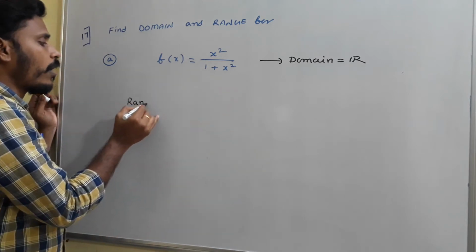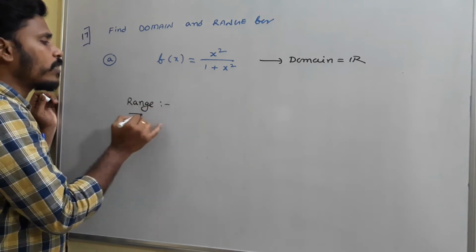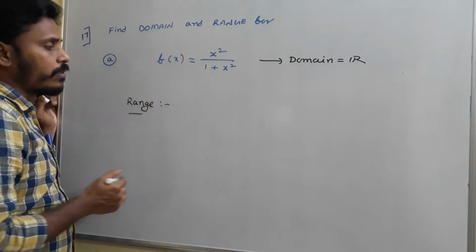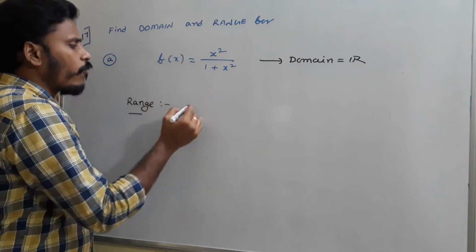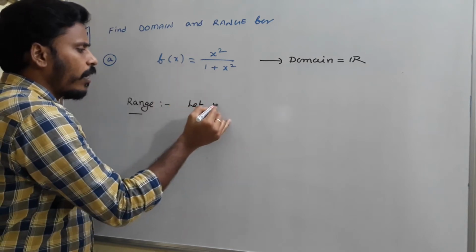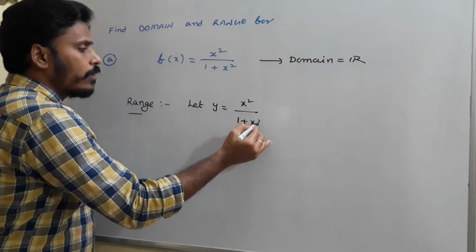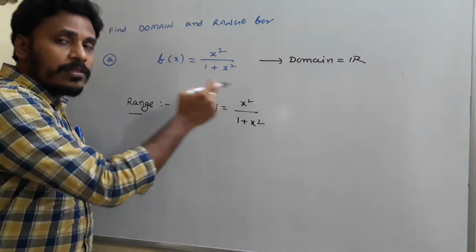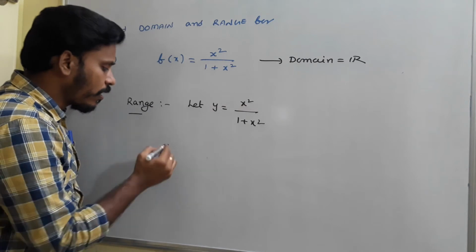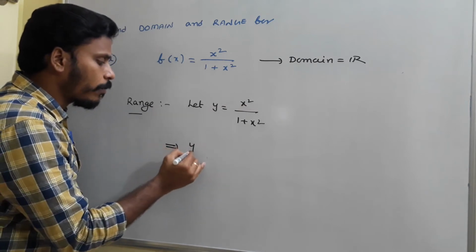Then what to say about the range? To decide the range of this x square by 1 plus x square, you just take this f of x is equals to y. Let y is equals to x square by 1 plus x square. This y is a result of this expression. You just consider it as a result. And from there, you just do cross multiplication.